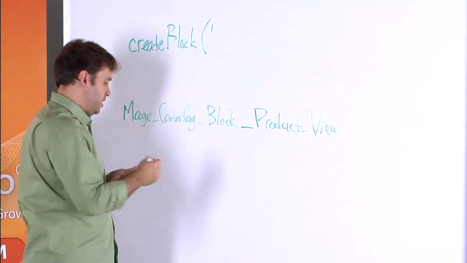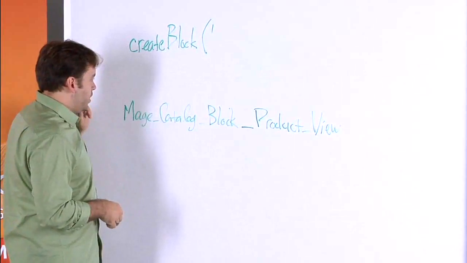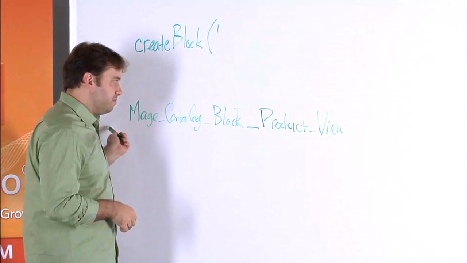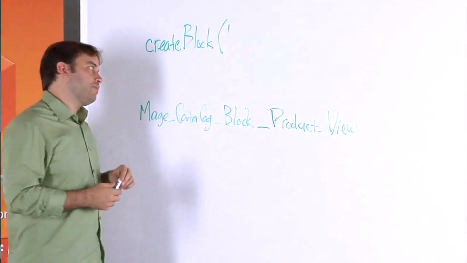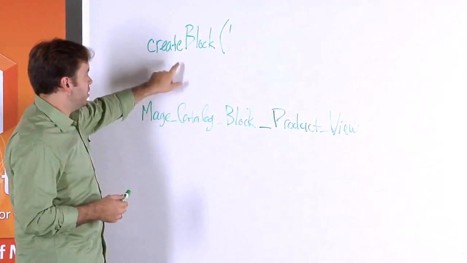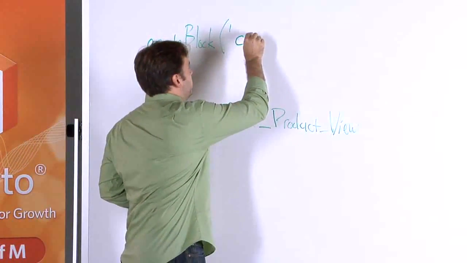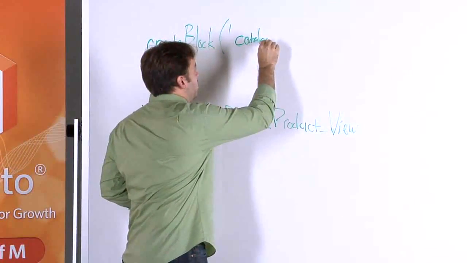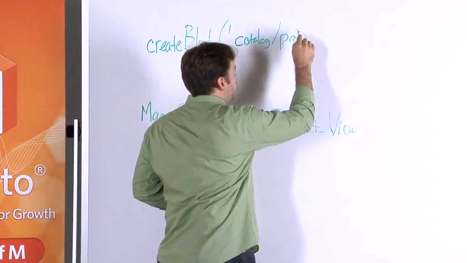That's a class name. And because of the way the autoloader works in Magento, the class name effectively becomes a file path. We'll look at that. So what that looks like when we're doing a create block is this. Catalog, product.